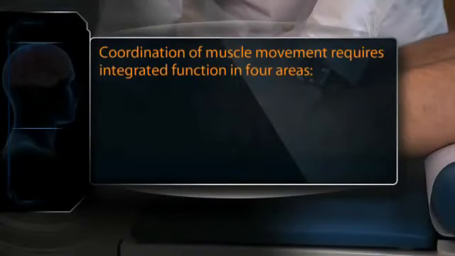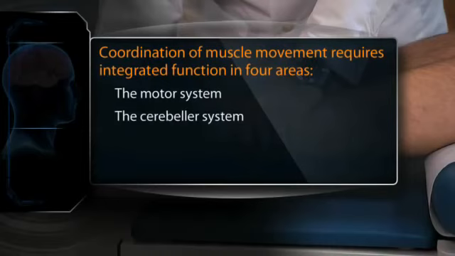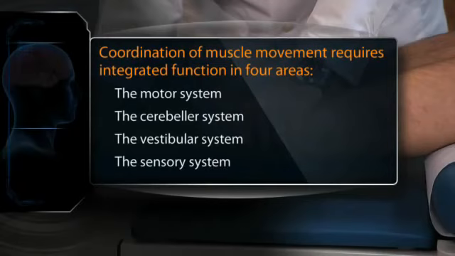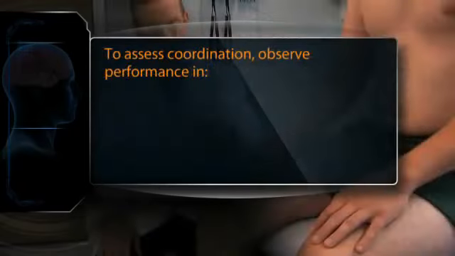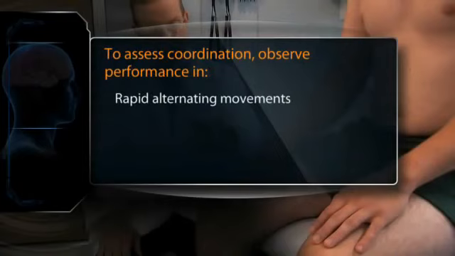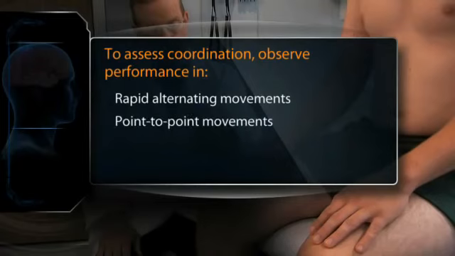Coordination of muscle movement requires that 4 areas of the nervous system function in an integrated way: the motor system for muscle strength, the cerebellar system for rhythmic movement and steady posture, the vestibular system for balance and for coordinating eye, head, and body movements, and the sensory system for position sense. To assess coordination, observe the patient's performance in rapid alternating movements, point-to-point movements, and standing in specified ways.